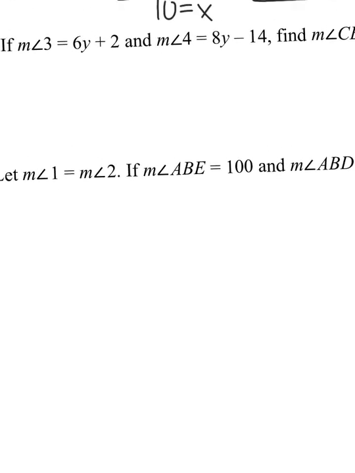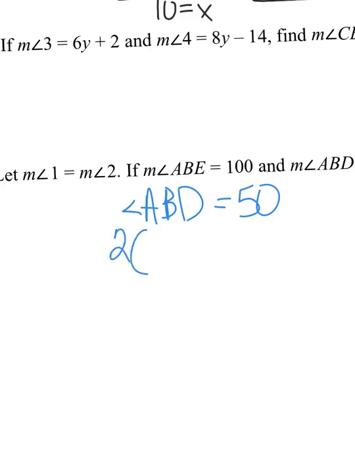Okay, so question number 6. We know that angle ABD is equal to 50, because we cut that 100 in half. We divided it by 2. And it told us this time that ABD was equal to 2 times R plus 5. So we need to solve for R.